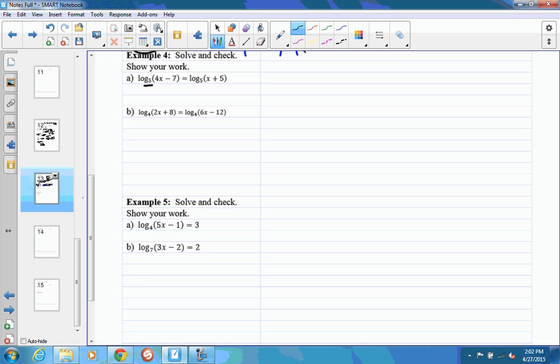So if I have log base 5 of 4x minus 7, and I say that equals log base 5 of x plus 5, what do you think I can set as equal to each other? 4x minus 7 equals x plus 5. As long as I have the same base, it doesn't matter what the base is. It can be 9, it can be 9 million, it can be z, it can be literally anything. But if the bases are equal, and both sides of the equation are equal, I can just set those logs.